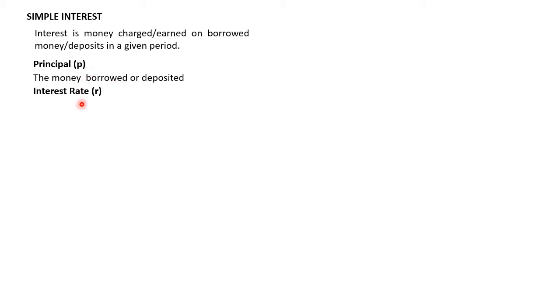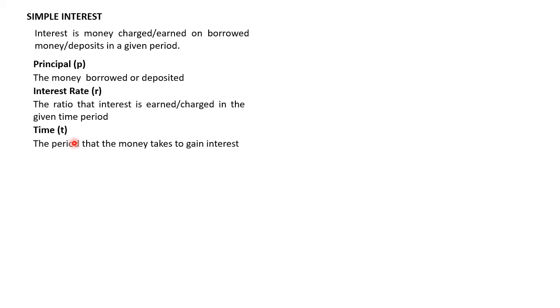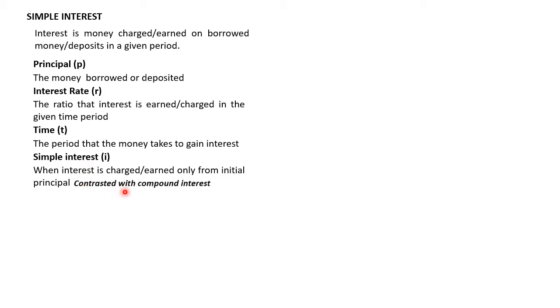Again, the rate is the ratio at which interest is charged or earned in the given period. T is the period that the money takes to gain an interest, or the period within which you'll be charged a certain amount. Again, simple interest normally is the interest that is charged or earned simply on the initial principal. And this happens to be the major focus of our lesson, and it's contrasted with the concept of compound interest, which is tackled in the next lesson.